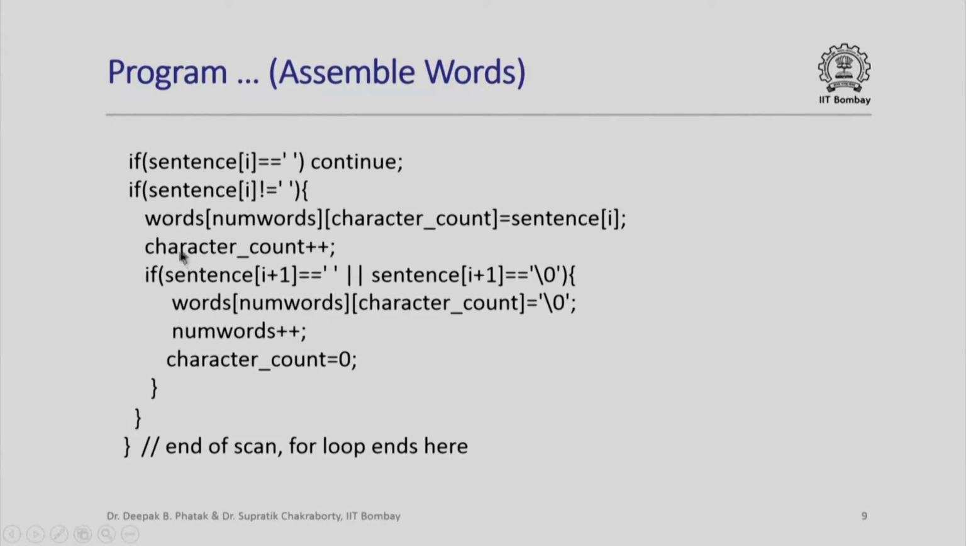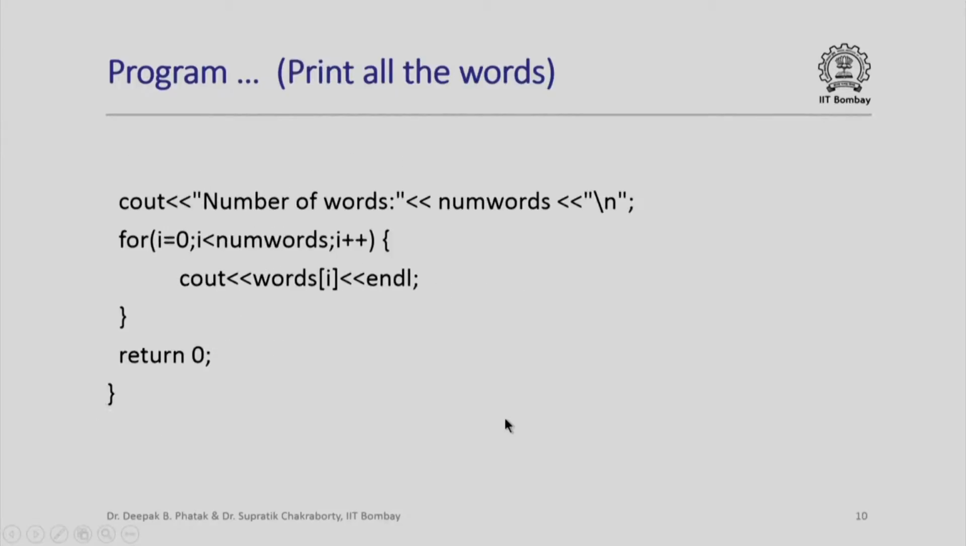When I finish this, I will come out here. This is the end of this if statement, and when I come here, I have finished the entire scan. Notice how beautifully in a single scan of the sentence, I have been able to collect all the words that were there inside the sentence separated by blanks. All that I need to do is output the number of words, which is given by the variable num words, and for each of those words I simply output words[i].